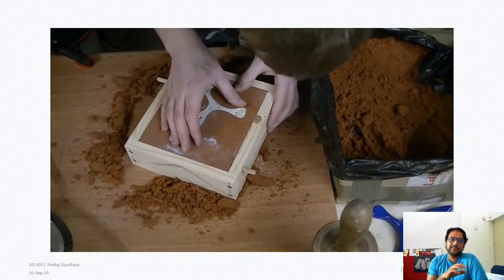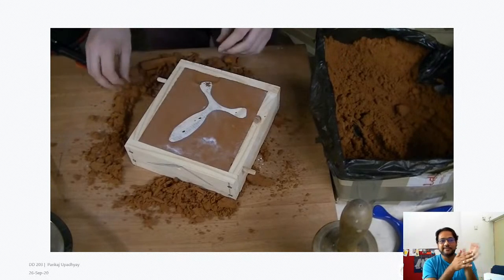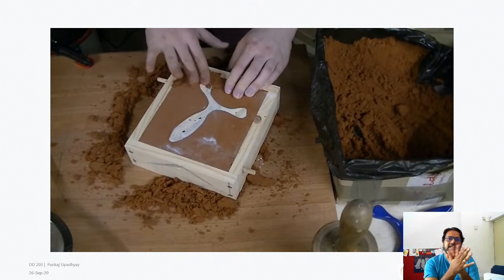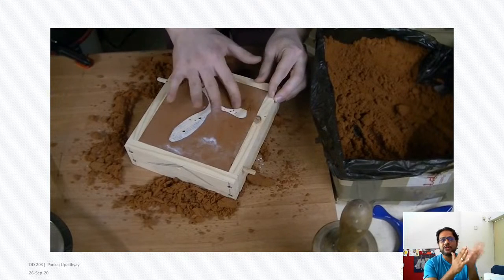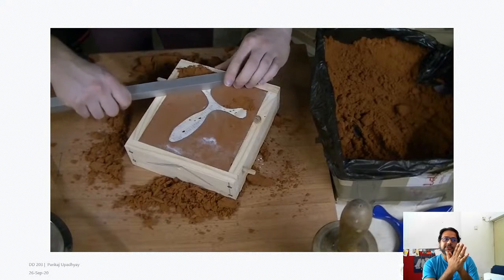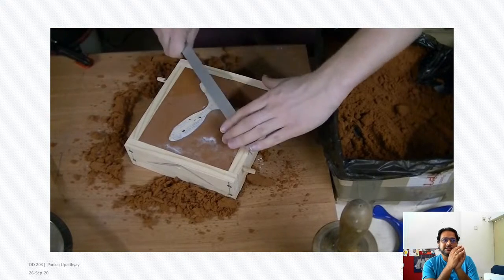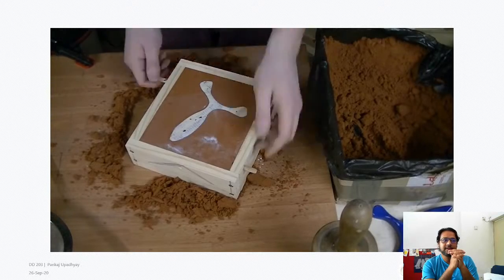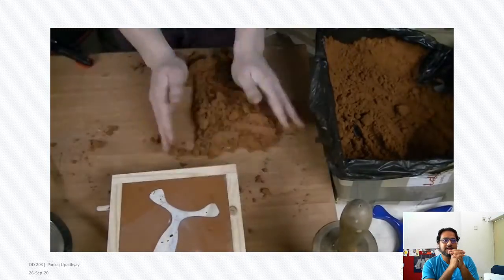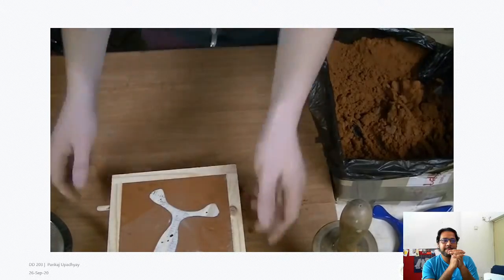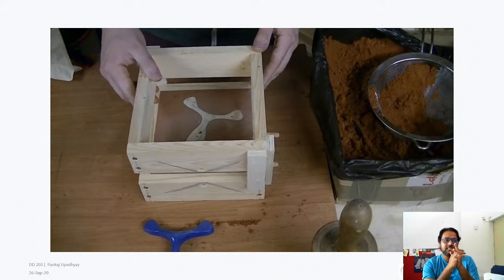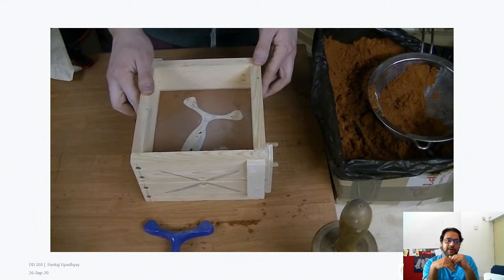Since it's a DIY method, he will obviously do a lot of things slightly jugaad. Typically it's not done in production, but this is a very good explanation video to understand casting. Okay, so consider it that way. So the cope is now put on top.